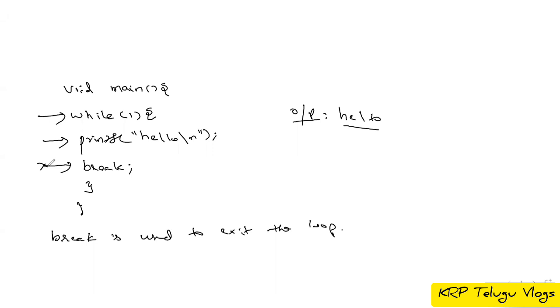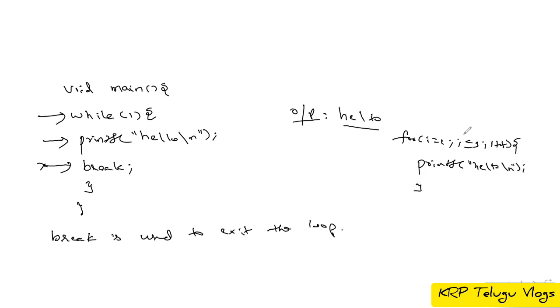Sir, if we want to print hello 3 times or 4 times, then what? Then you have to give for i equal to 1, i less than 3, i plus plus, and you can give printf in that. If you want to print hello 3 times, for i equal to 1, i less than or equal to 3, i plus plus, printf. Like this you can give.